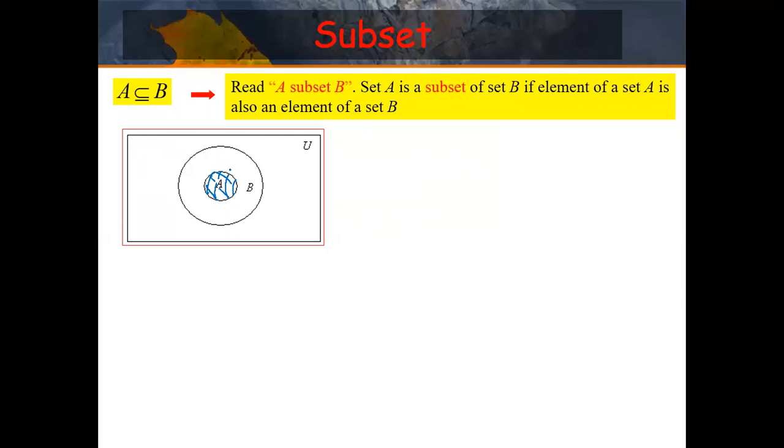So set A, set B. And actually the notation should be outside. The notation must be outside. Set A, outside. This is inside, sorry, my mistake.